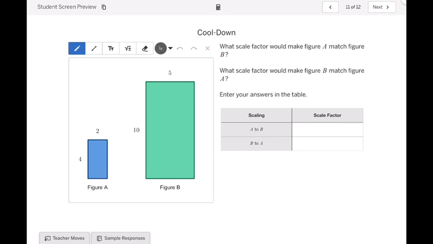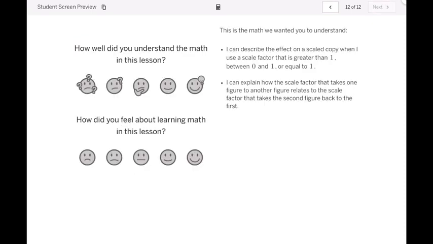And again, here you're looking at the scale factor. This is for you to try to answer, and then I'm going to check your answer as we go on. And how well did you understand it? For me, very well, and I feel great.